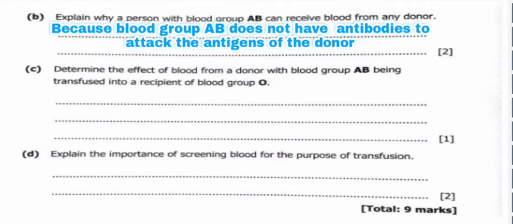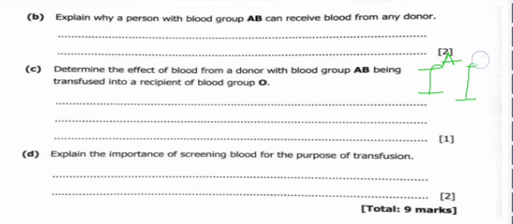So the donor, let's say we have blood group A. If blood group A is the donor here, you are going to find that since blood group AB does not contain the antibodies, the antigens from blood group A are not going to be attacked in blood group AB. Blood group AB does not contain the antibodies.